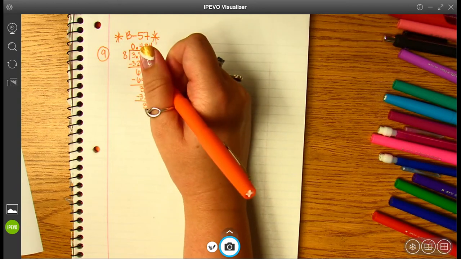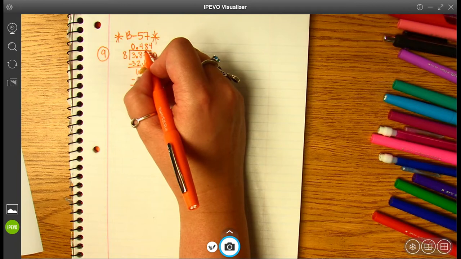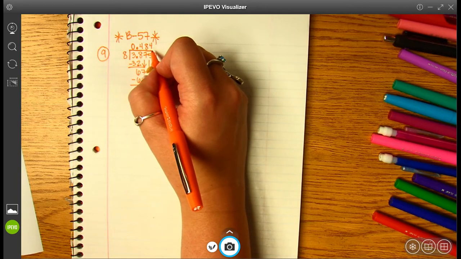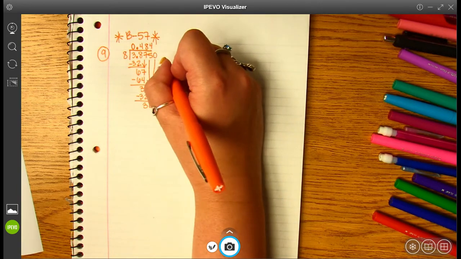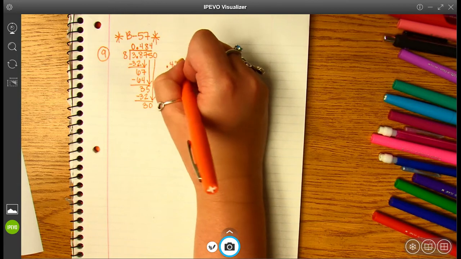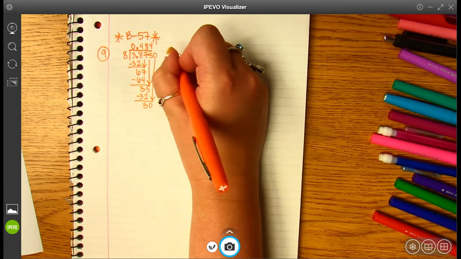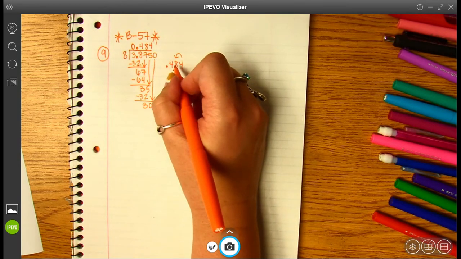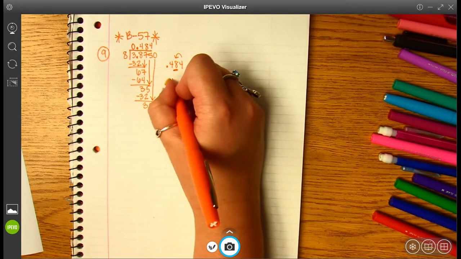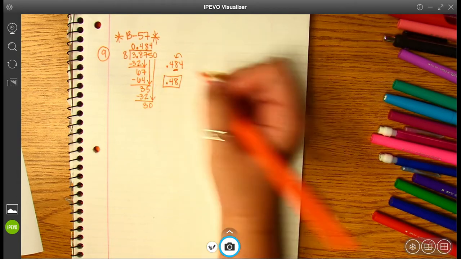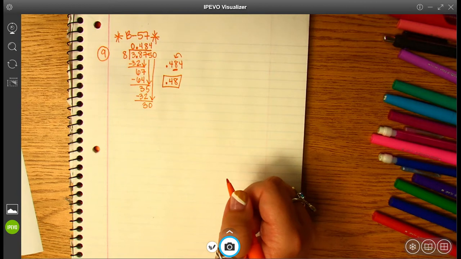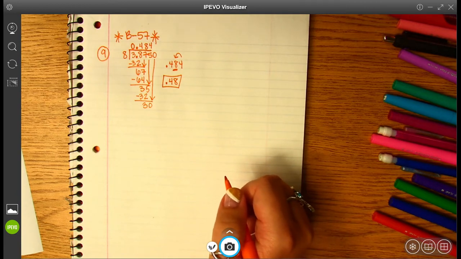But in this section, for number 9, it said round to the nearest hundredth, which is 2 numbers after the decimal. So I only need to go 1 number further than that. So 0.484, this is the one I want to focus on. So that 4 tells this 8 to stay an 8. So it's 0.48. Okay, that was number 9.